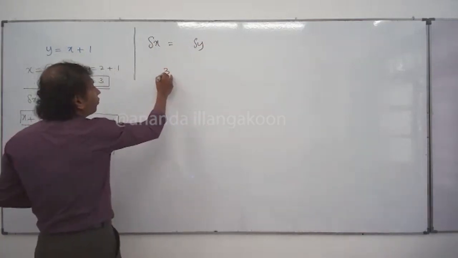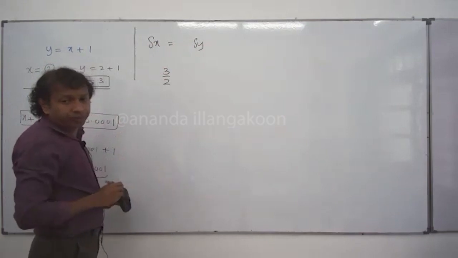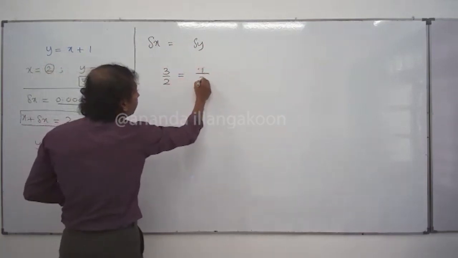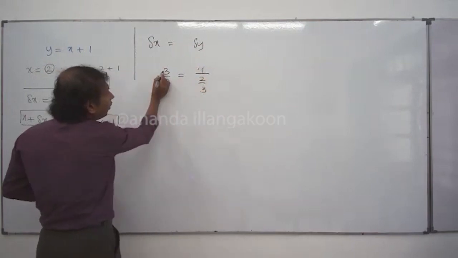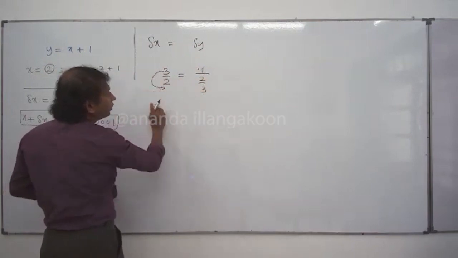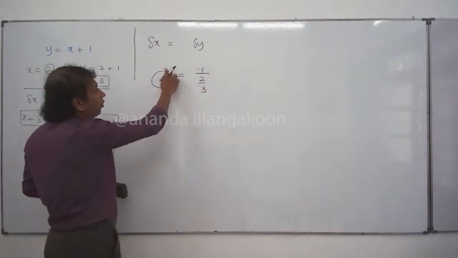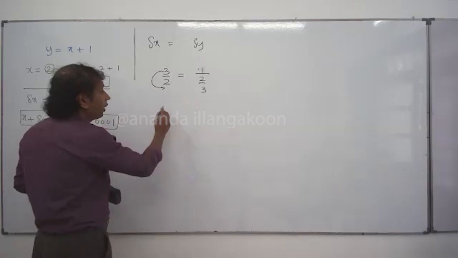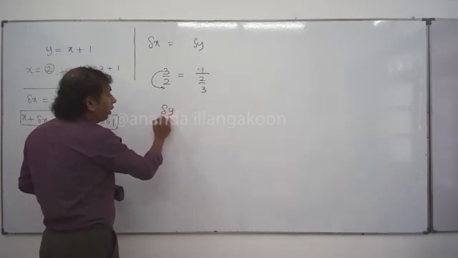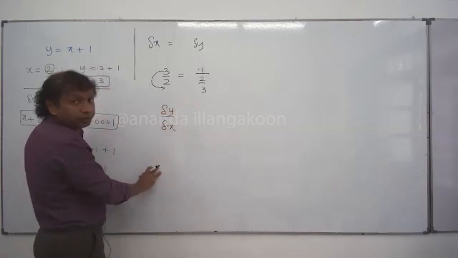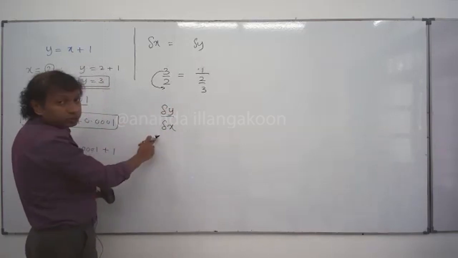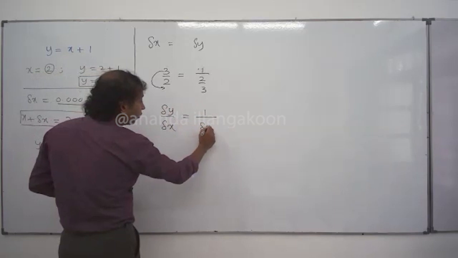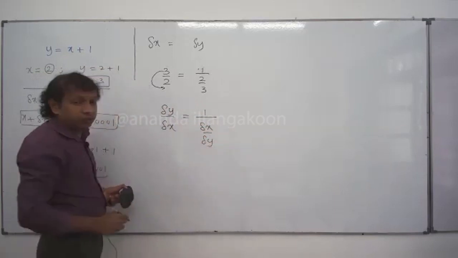When we have 3 by 2, you can write it as 1 upon 2 by 3. That means you bring the denominator of this 2 up. 3 by 2 is equal to 1 upon 2 by 3. Like that, we can write delta y divided by delta x. Delta y and delta x are two real numbers, no? Then you can write this as 1 upon delta x upon delta y. This way you can write.